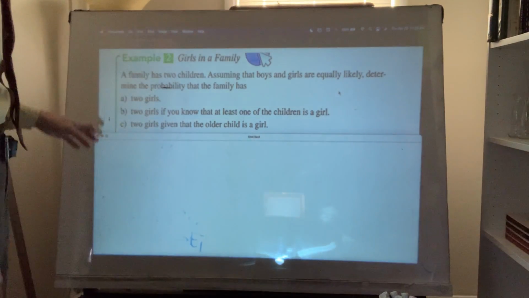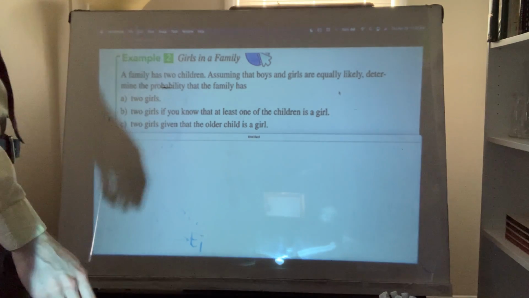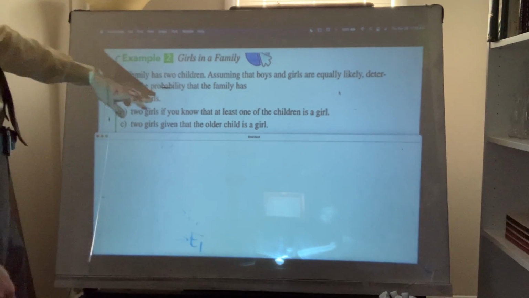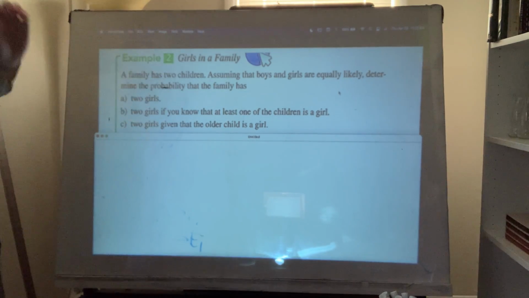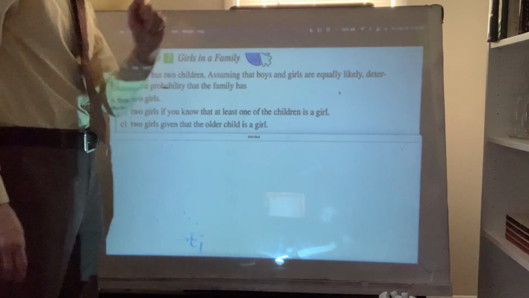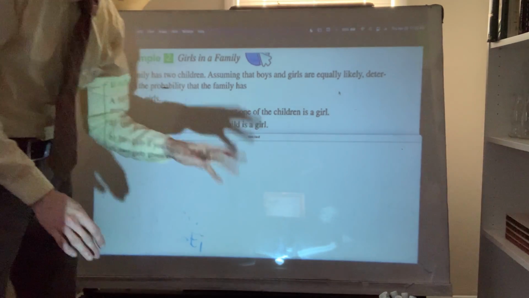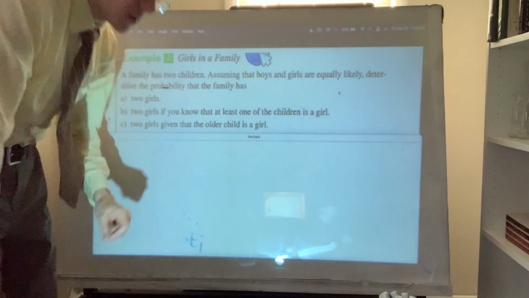Example two. A family has two children. Assuming that boys and girls are equally likely, they are. Determine the probability that the family has two girls, two girls if you know that at least one of the children is a girl. Two girls given the older child is a girl. This is kind of unusual.